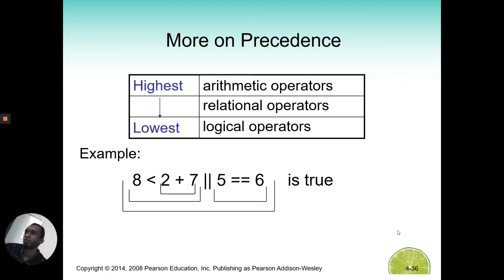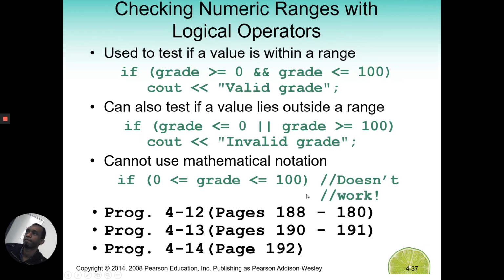And then you can say more on precedence: arithmetic operators, then the relational operators, then you deal with the logical operators. Again, here we have an or. So here you have 2 plus 7 is what? 9. Is 8 less than 9? So this is true. So we have a true, and then here we have an or. Is 5 equal to 6? No, so this is false. This is true, this is false, but we have an or, so this will be true. Okay.